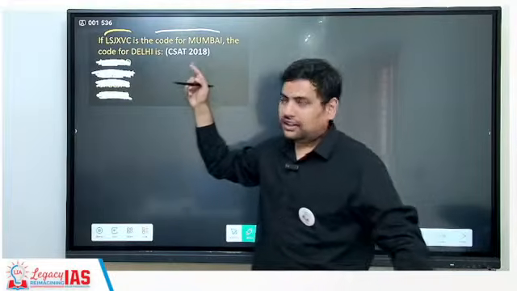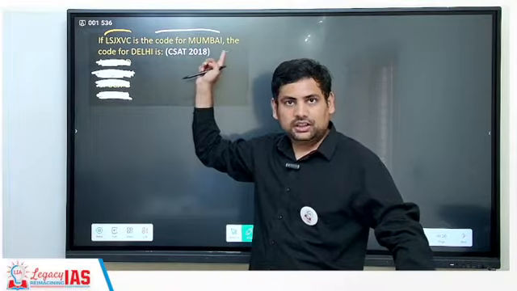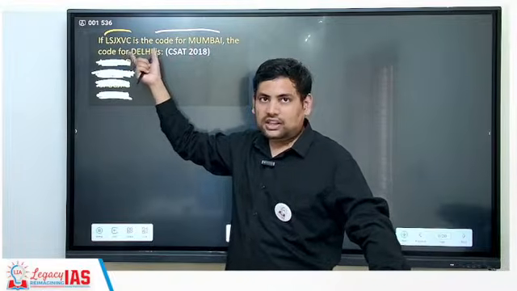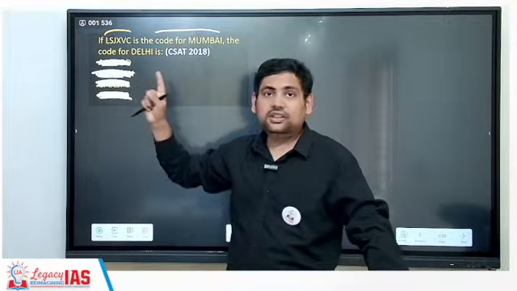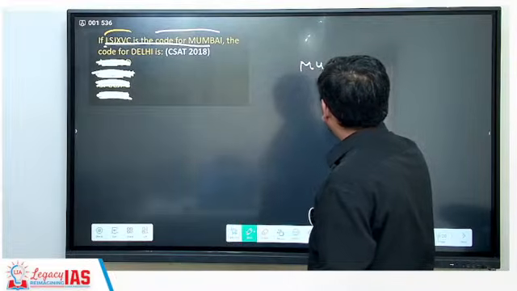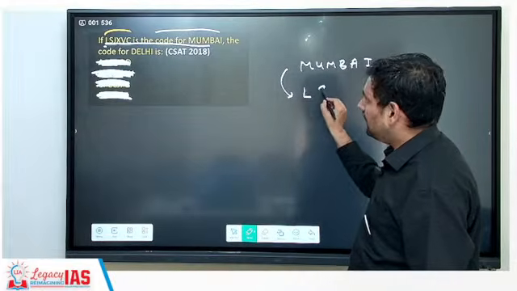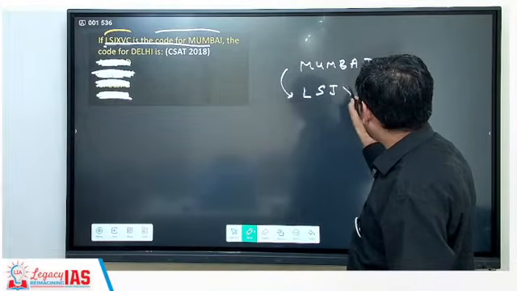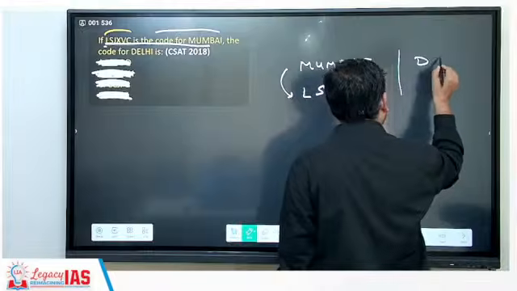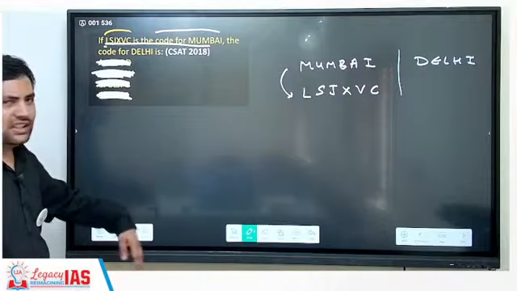It is not that this is coded as Mumbai. Usually how it is written is that Apple is coded as this. Here it is not written that this is coded as Mumbai. It is actually written the reverse. If this is the code for Mumbai, that means the original word is Mumbai and Mumbai is being written as LSJXVC. Then it is asking you what Delhi is written as. Once you identify this, then this is an easy question.